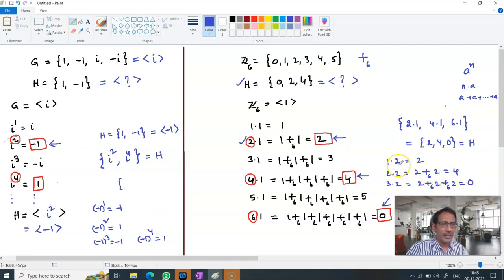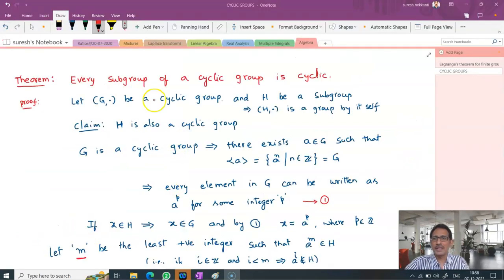Therefore, see here, from a single element 2 you can get every element of H. Therefore, H, that is {0, 2, 4}, can be generated using a single element 2, hence H is also a cyclic group. Do you understand? Okay, this is the idea of the proof of the theorem. We will go to the proof now. Now we will go to the original proof of the theorem.